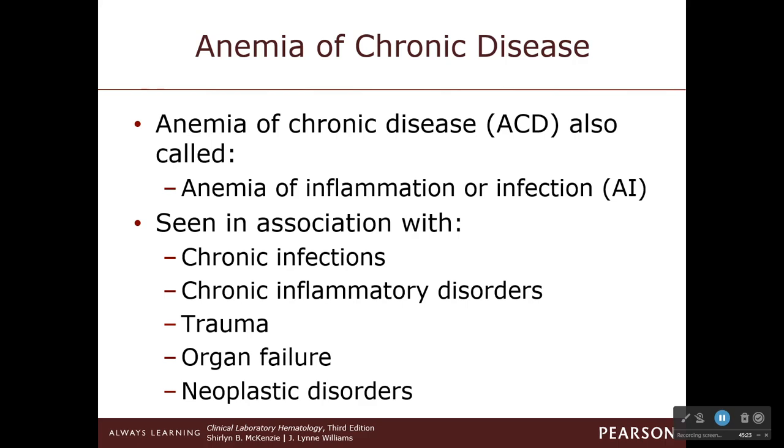So what do we see ACD in? Chronic infections, chronic inflammatory disorders. A lot of times people who have autoimmune disorders. Lupus is a big one. You guys know what lupus is? A lot of times people who have lupus have lots of anemia problems. Trauma, organ failure, and then neoplastic disorders. When we talk about organ failure, what would be one organ that would cause lots of anemia? Kidney, that's right. Anytime you have kidney failure or kidney problems, it's going to lead to an anemia at some point, because remember, what do our kidneys produce that we need?